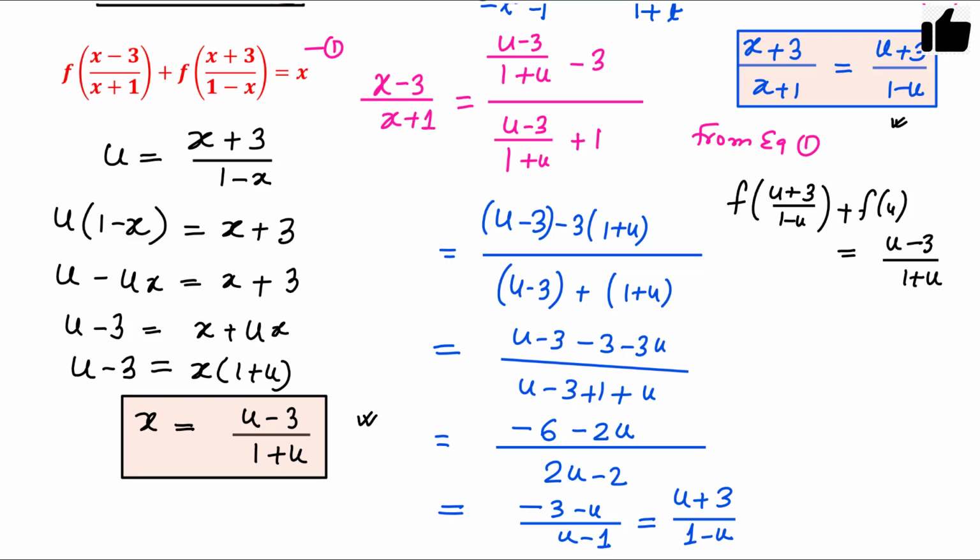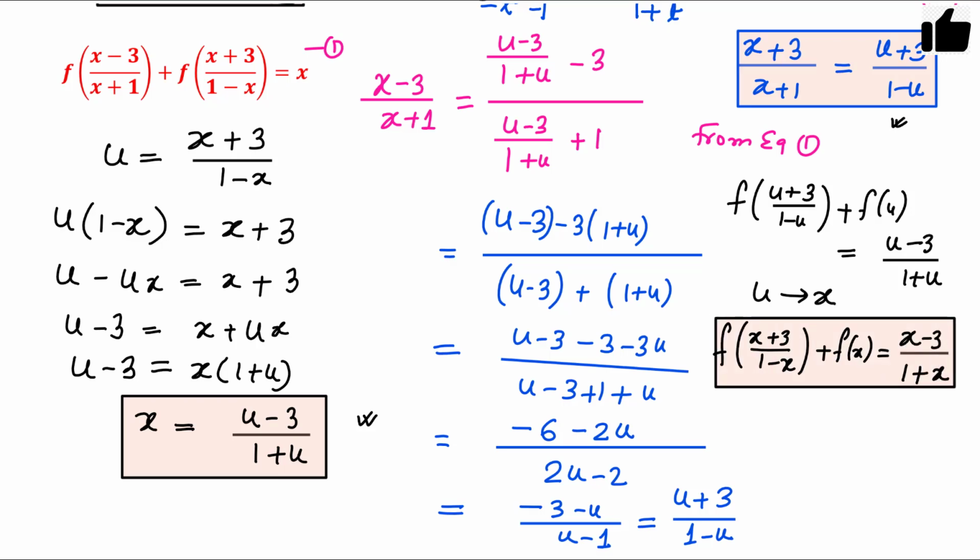And now this is true for all u. What I can do is I can replace u with x. So this becomes f of (x plus 3)/(1 minus x) plus f(x) equals (x minus 3)/(1 plus x). So this is my equation 3, the third equation. So we have written 3 equations.